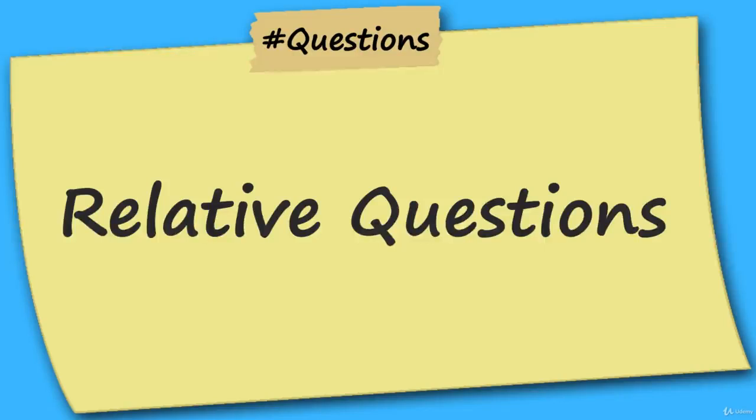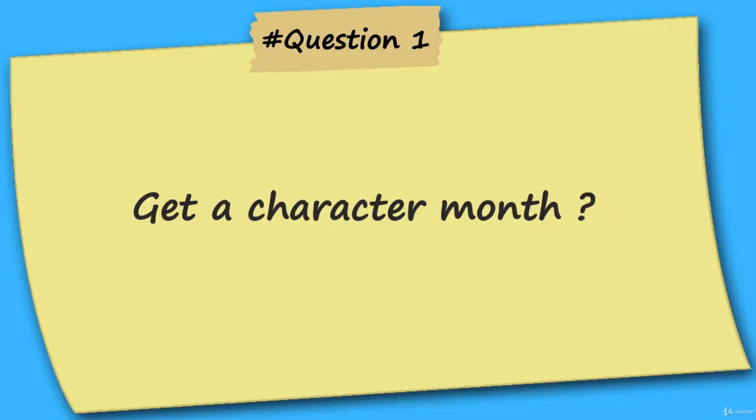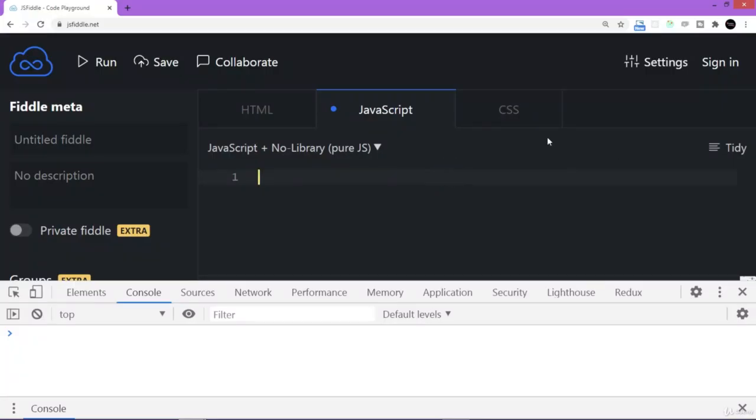Now let's discuss relative questions of this topic. The first question is to get a character month. Now for any date, if you want to get a character month, this is how you can do it. Let's try the code. I'll declare a variable saying let dt is equal to new Date. So that's the current date we are going to get in the dt variable.